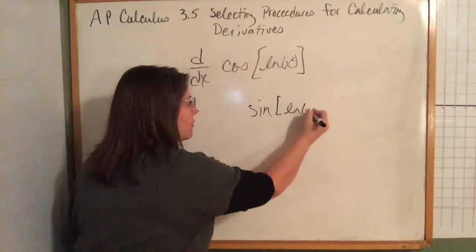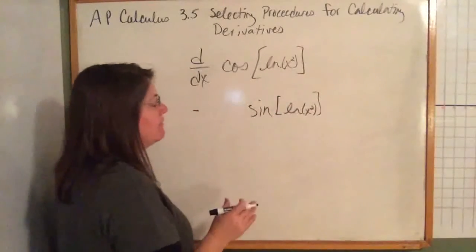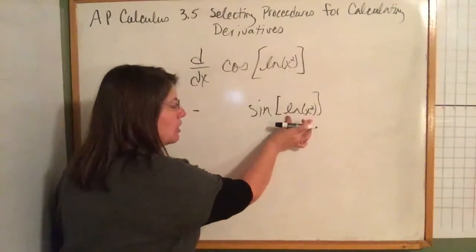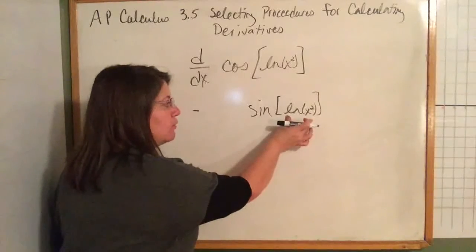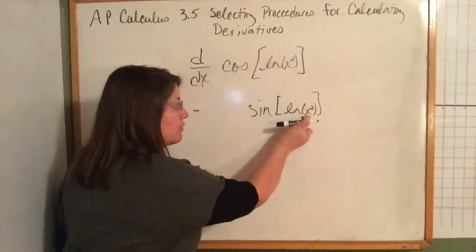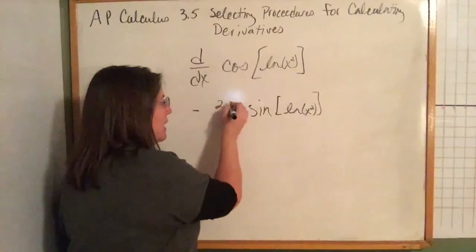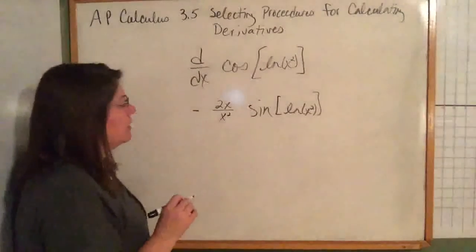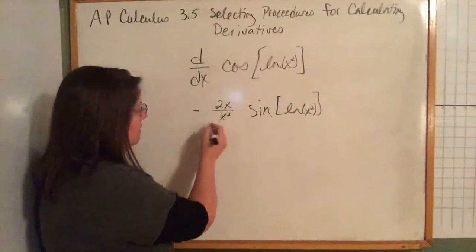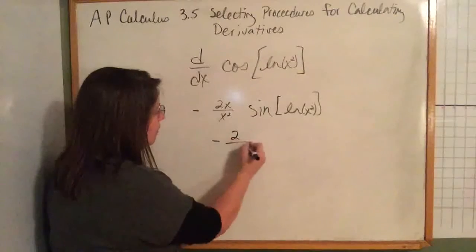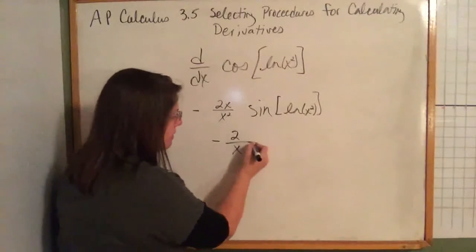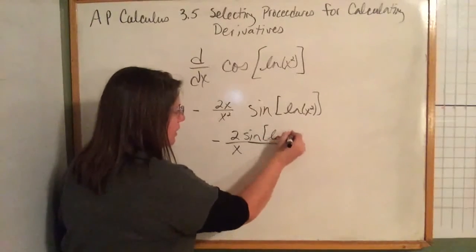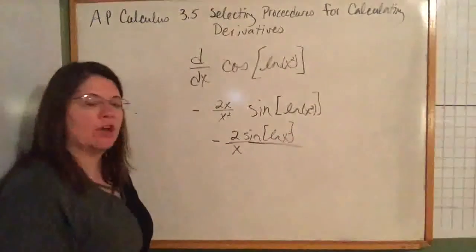natural log x squared. And then we have to take the derivative of the angle part. So that would be the natural log of x squared. To take the derivative, we take the derivative and put it over the original. So the derivative of x squared is 2x over the original x squared, and then we can simplify that a little bit. So that would be a negative 2 over x times sine natural log of x squared. And that's all we can do with that one.